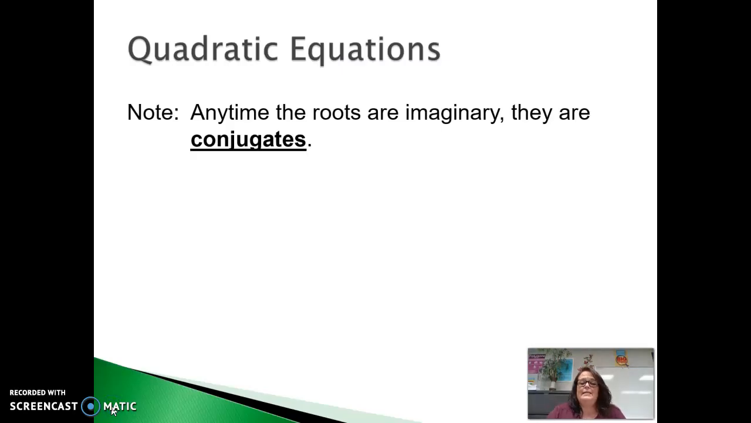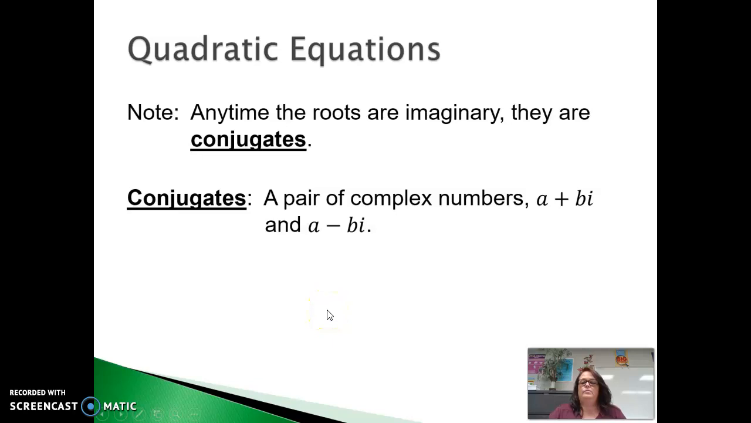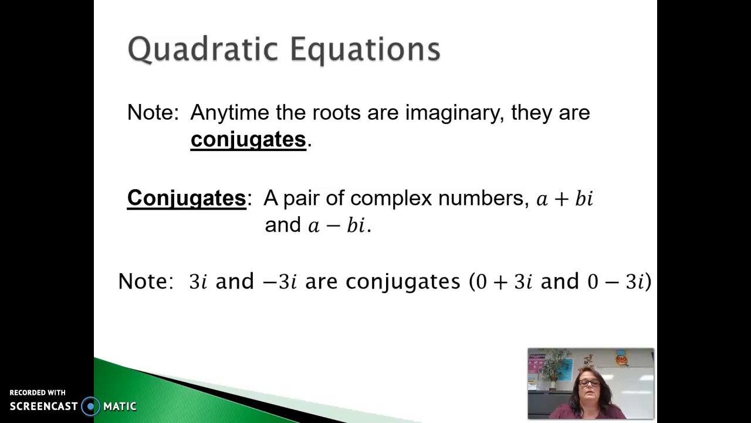So something to note is anytime my answers are imaginary, they're always conjugates. And so we need to remember what a conjugate means. Something happened right there. Sorry about the little glitch. And so a conjugate is talking about if we have a pair of numbers where one is a plus bi and the other one is a minus bi. So like 2 plus 3i and 2 minus 3i, something like that. Those are conjugates. And so something to note, this is a typical mistake. 3i and -3i, those are conjugates because I get 0 plus 3i and 0 minus 3i.